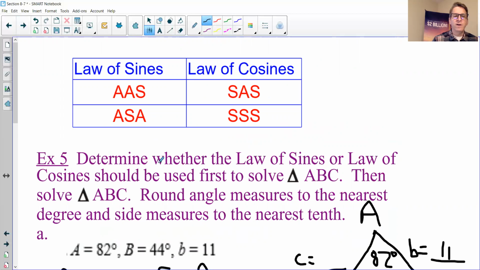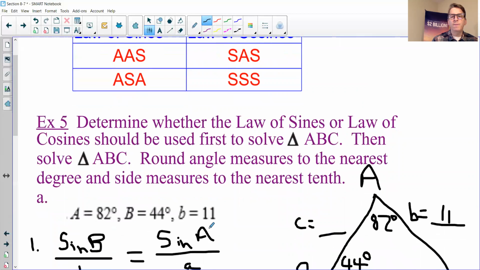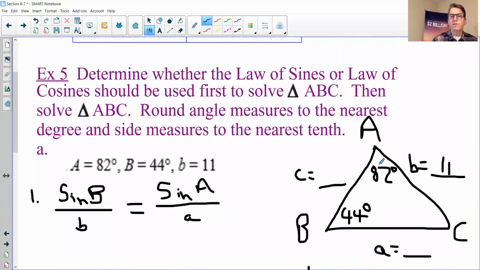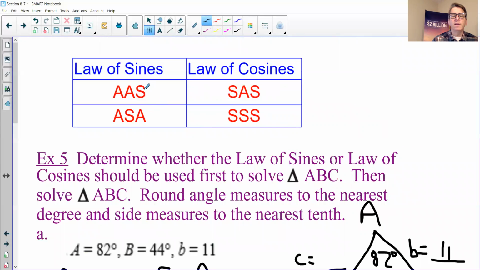On this first one, I've got some of the notes already in. We have angle A, which is 82 degrees. We have angle B, which is 44 degrees, and we have side B, which is 11. So in this case, we have angle, angle, and a side. If you're using this little helper here, angle, angle, side, we're going to start with the law of sines.